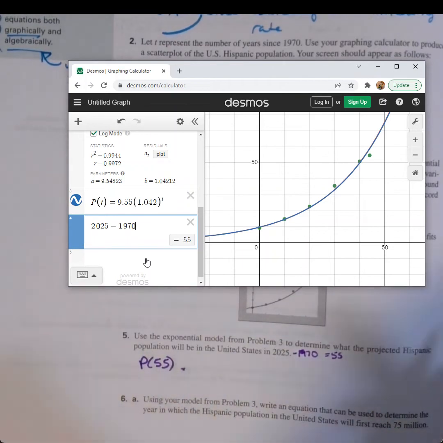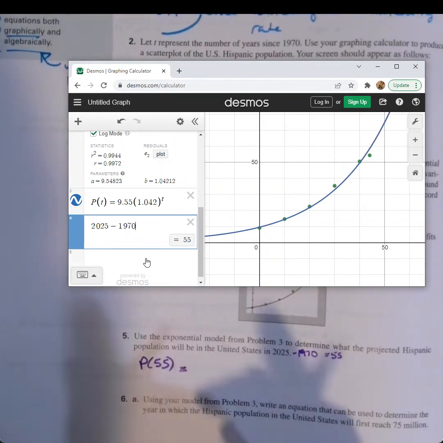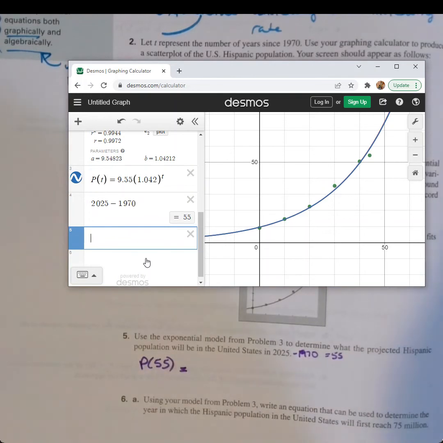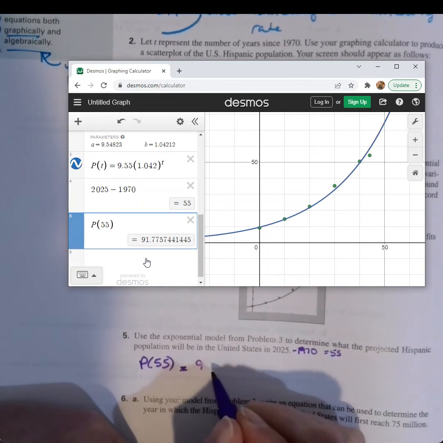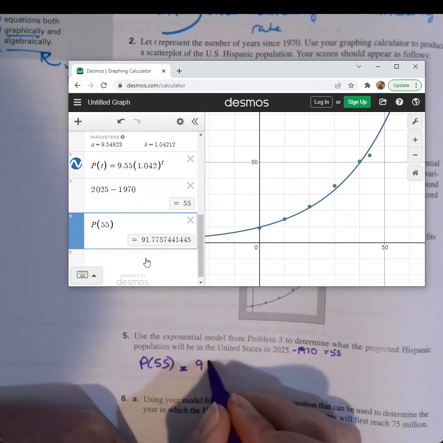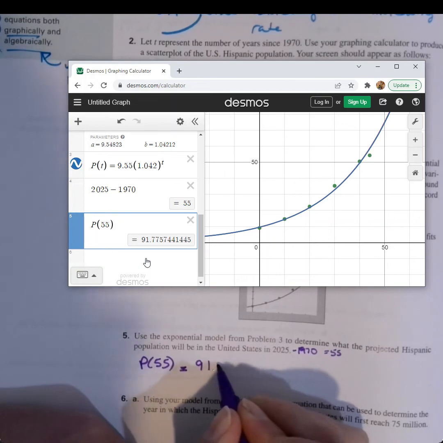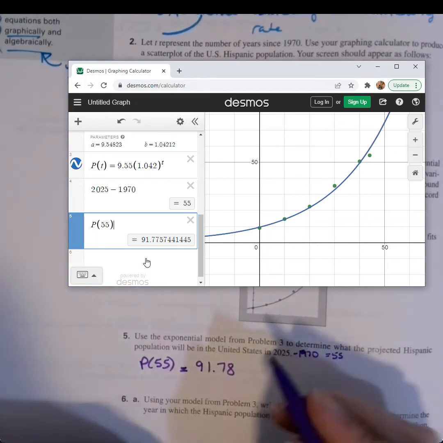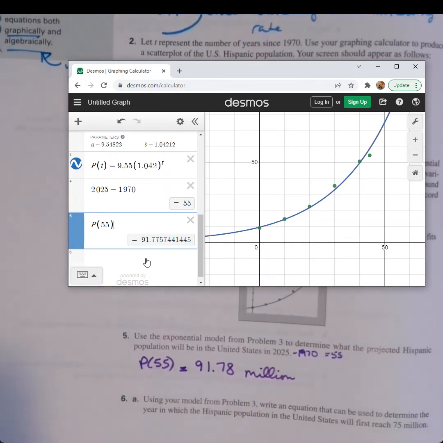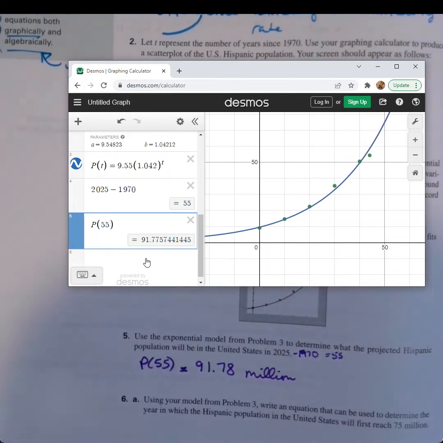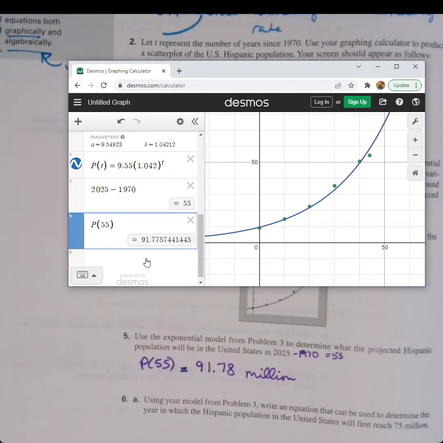So P of 55 gives us a population estimate of 91.78, and units, just million. So we're predicting the population in 2025 is 91.78 million Hispanic people.